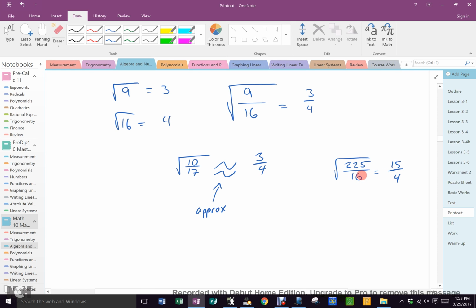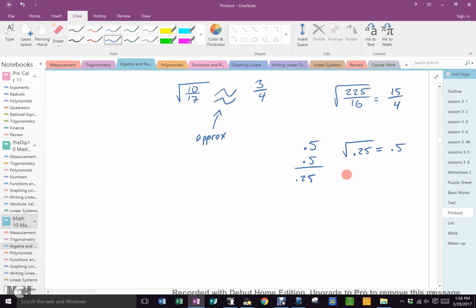Can you have perfect squares of decimals? Do you think you can have a perfect square of a decimal? Yeah, sure you can. Because a square is any two numbers that are the same, right? So what if I took 0.5 and multiplied it by 0.5, what would I get? 0.25. So what does that mean? That means the square root of 0.25 must be 0.5. Everybody cool?